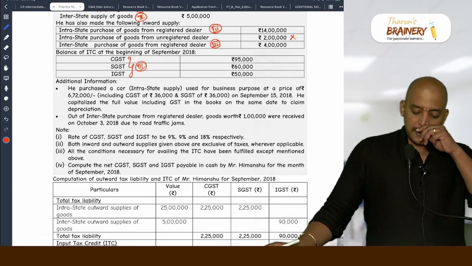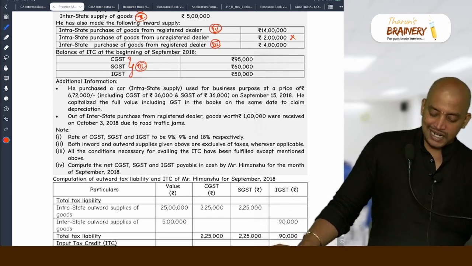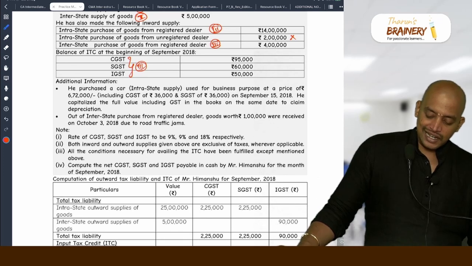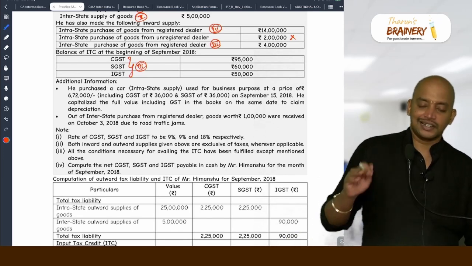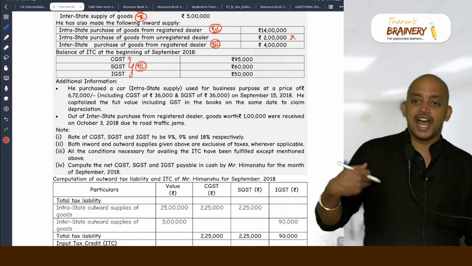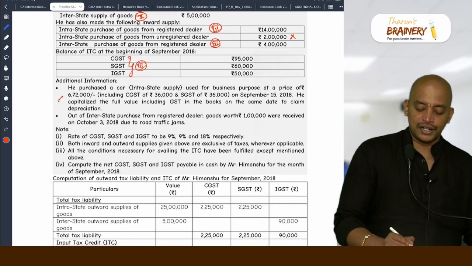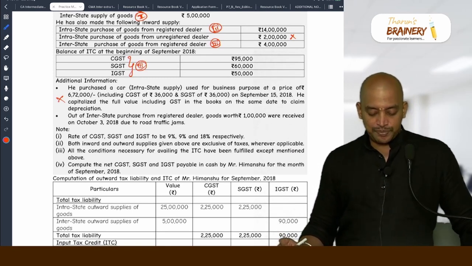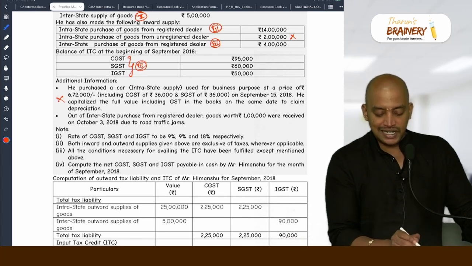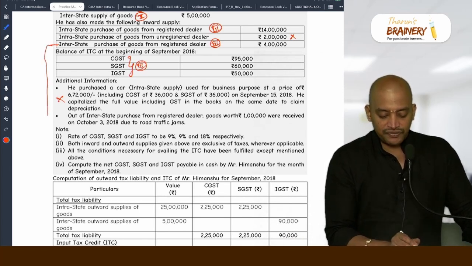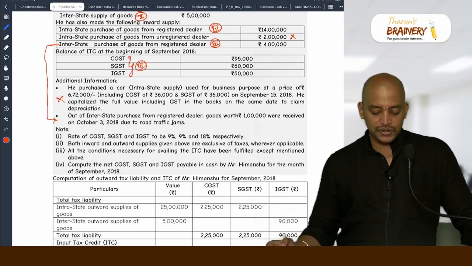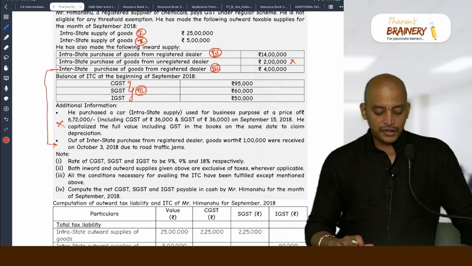He purchased a car used for business purpose at a price of 6,72,000. He capitalized the full value including GST in the books on the same day to claim depreciation. Anyhow he will not take ITC, so he has to capitalize. There is no treatment related to this, but you need to just write the note. Out of interstate purchase from a registered dealer of 4 lakhs, goods worth 1 lakh were received in October due to road traffic jams. So this note is for the 4 lakhs point.